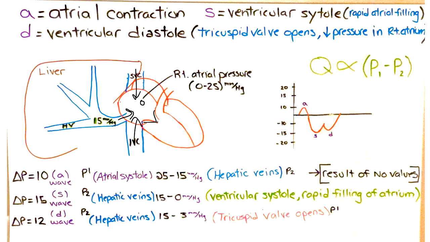If the hepatic veins are 15 and the right atrium is 0, because the tricuspid valve here is shut and the ventricle is squeezing, blood is rapidly filling up that atrium. So blood is moving again from an area of high to low. So the pressure gradient is 15. And pressure gradient is proportional to volume flow, which results in forward flow, rapid filling, large pulse waveform. Okay, that's during ventricular systole. And then the third component, let me erase the board again.